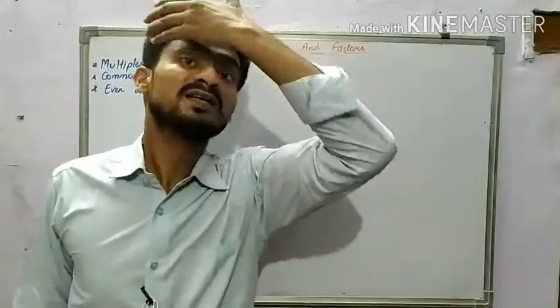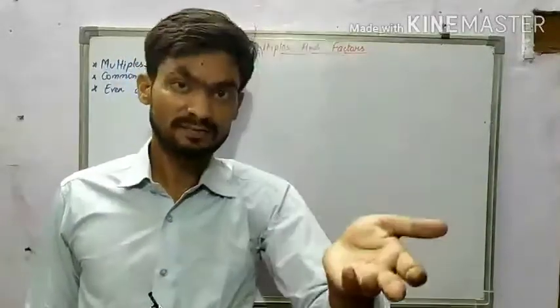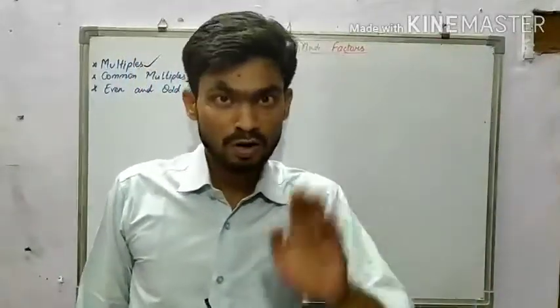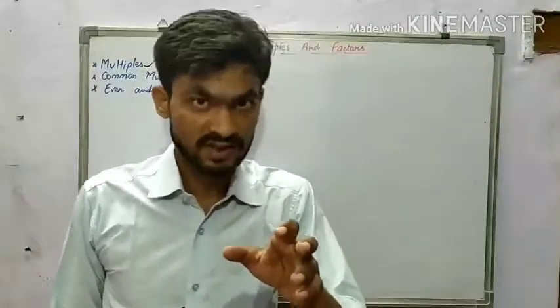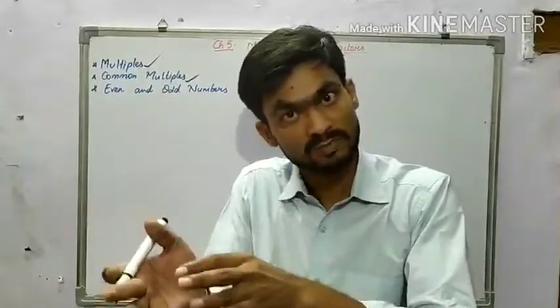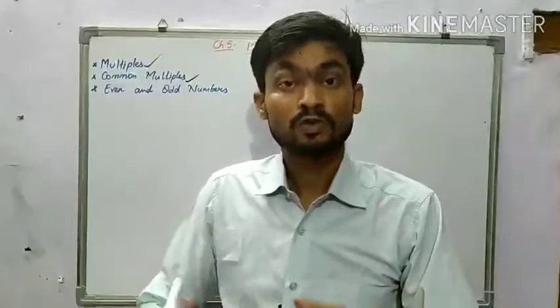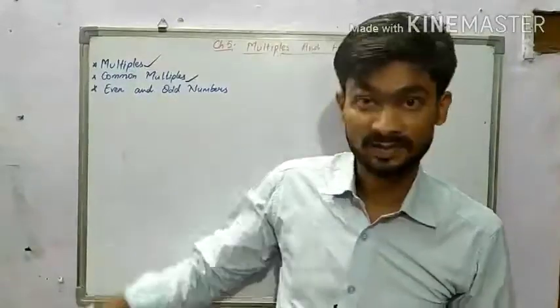But how will we distinguish them? How will we understand whether they are even or odd? सम और विषम संख्याएं. कोई भी संख्या या तो सम होगी और या विषम होगी. तो हम कैसे पहचानेंगे कि वो संख्या सम है या विषम?